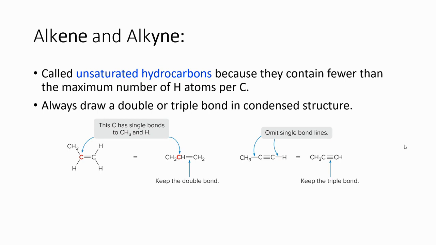Something to watch out for is when you are drawing a condensed structure, you have to draw the multiple bond. So you can't just show that there's less hydrogens. If there's a double bond here, you need to show that in the condensed structure. And in Aleks, to do that, you just click on one carbon and click on the other carbon, and it'll draw the double bond in there. Okay, questions so far?